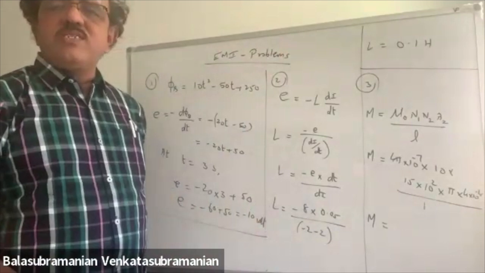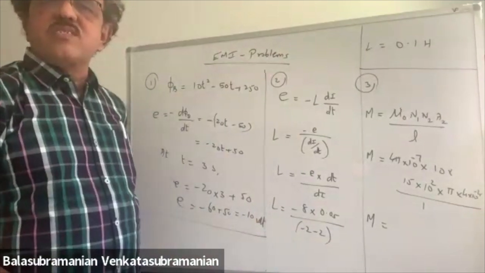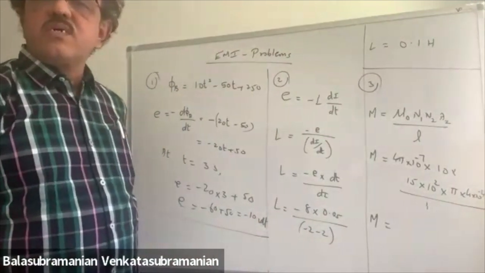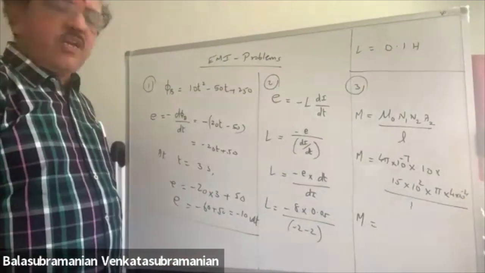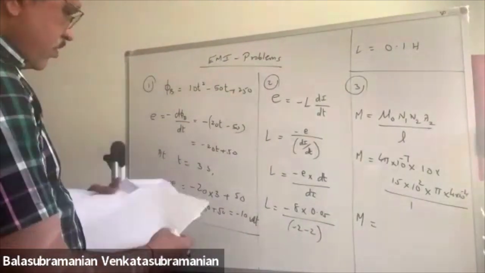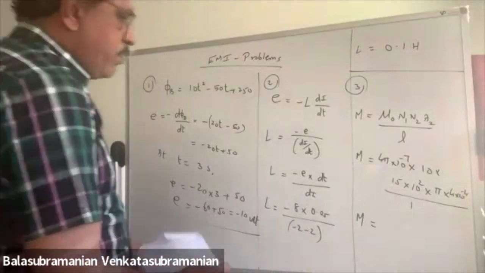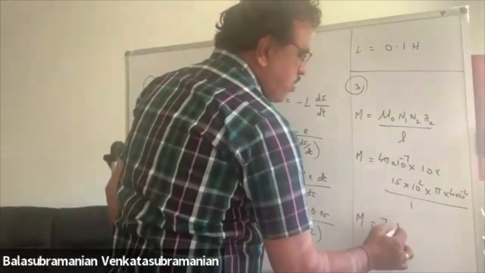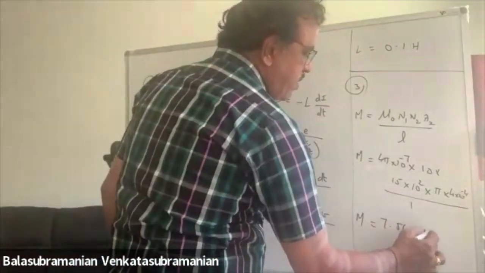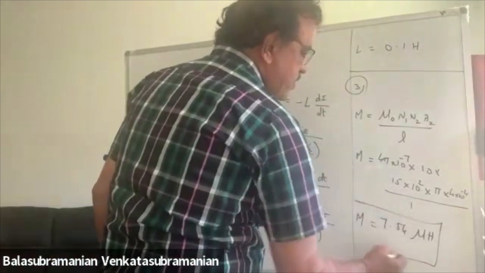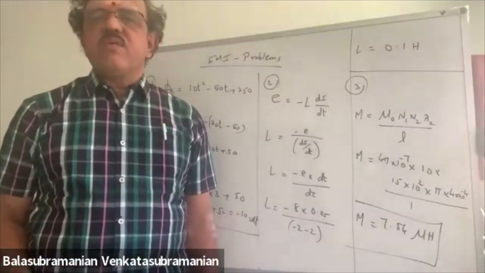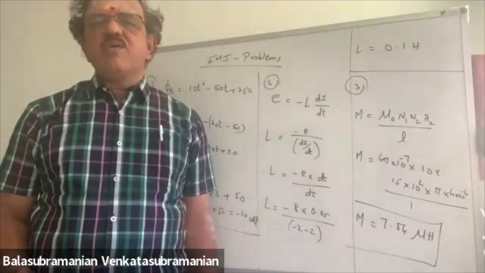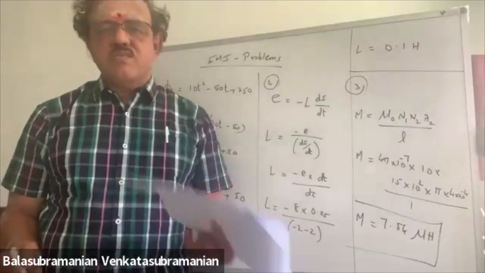Calculation we can do, but the basic information is how to calculate this. That's what our information is. Okay. So the value will be 7.54 into 10 power minus 6 Henry. 10 power minus 6 is micro Henry. 7.54 micro Henry is the answer.